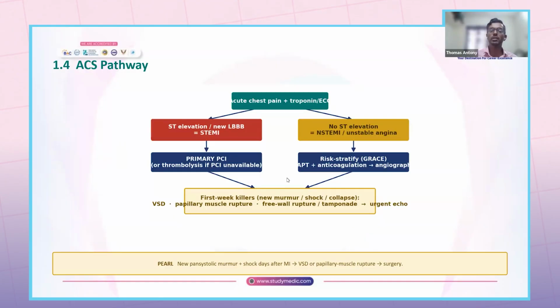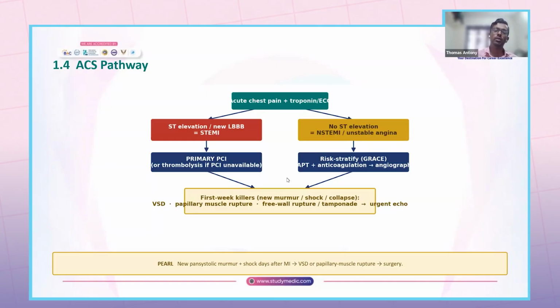If the patient presents with acute chest pain and we have done the troponin and ECG and are in favor of or suspicious of acute coronary syndrome, and the ECG shows ST elevation or a new onset LBBB, then we are dealing with STEMI. If there is no ST elevation, then we are thinking in terms of NSTEMI or it could be an unstable angina. If it is a STEMI, then we have to go for primary PCI. If primary PCI is not available, sometimes thrombolysis.